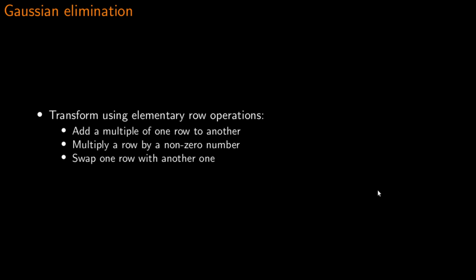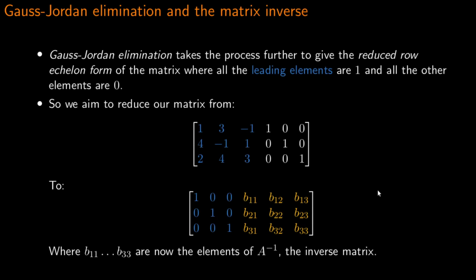And we transform the matrix into that using the three elementary row operations of add a multiple of one row to another, multiply a row by a non-zero number, and swap one row with another one. Okay, then we use those operations to transform our given matrix into that form. We then went on to talk about Gauss-Jordan elimination and the matrix inverse, and how this essentially takes the process further to give what we call reduced row echelon form of the matrix, where all the leading elements are 1 along the diagonal and all the other elements are 0.